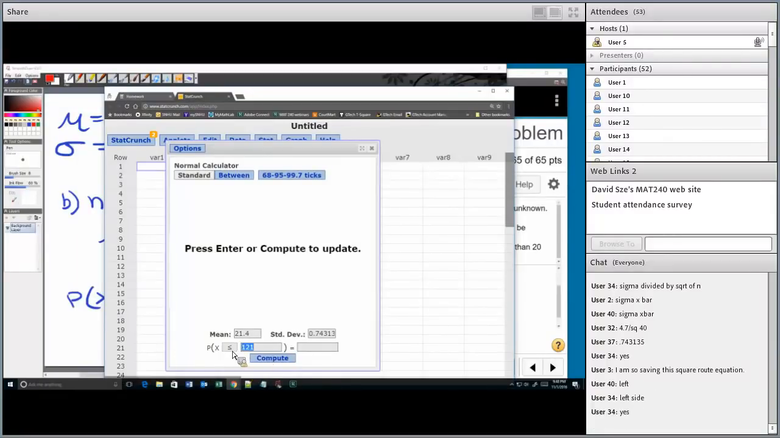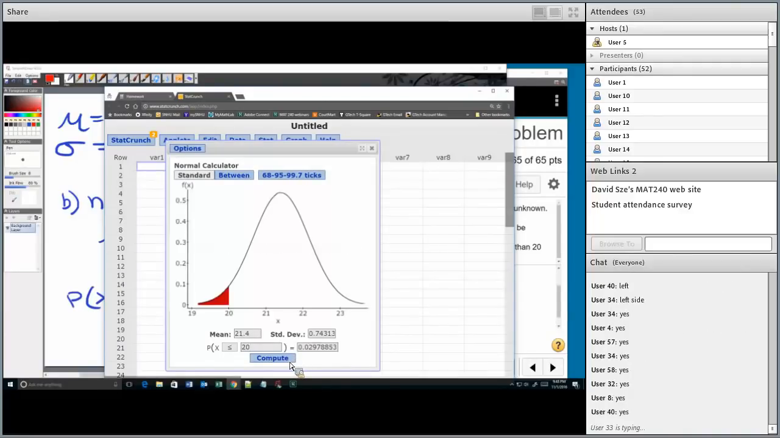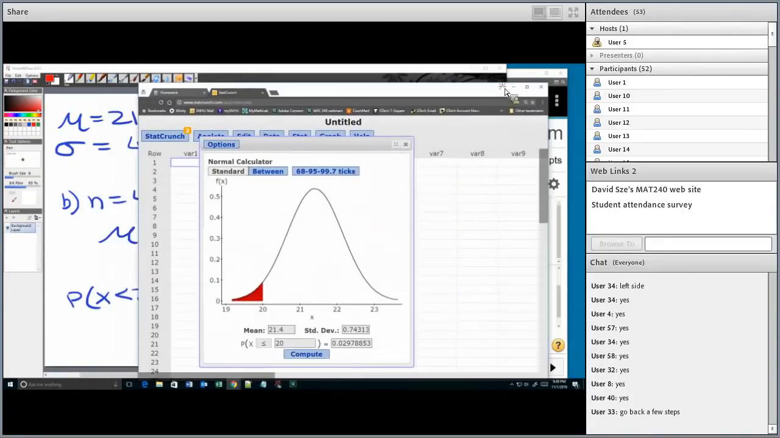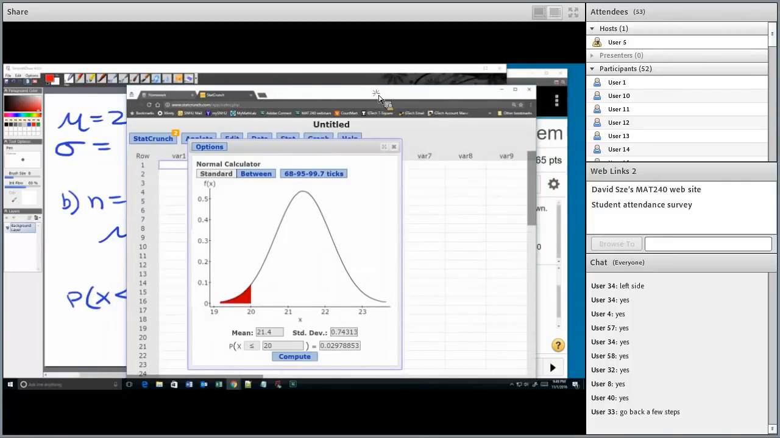And what do I need? Less than 20. Is this clear? Are all these numbers clear? Okay, I hit compute and I get 0.0298.